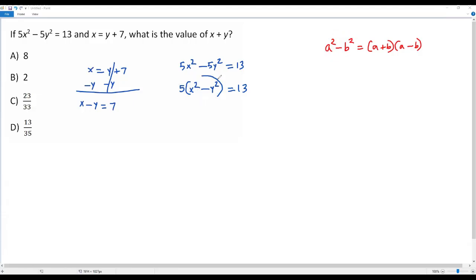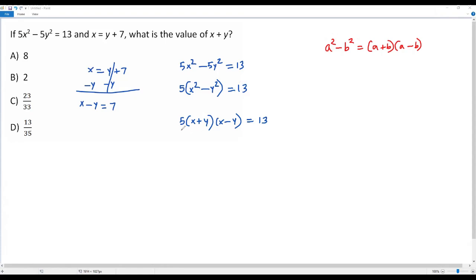So now we can write this one in factor form like (a + b)(a − b). For that, we have to plug in x for a and y for b. Then we get 5 times (x + y) times (x − y). So this is the factored form of this expression x² − y². On the right side, we can write this 13 as it is.